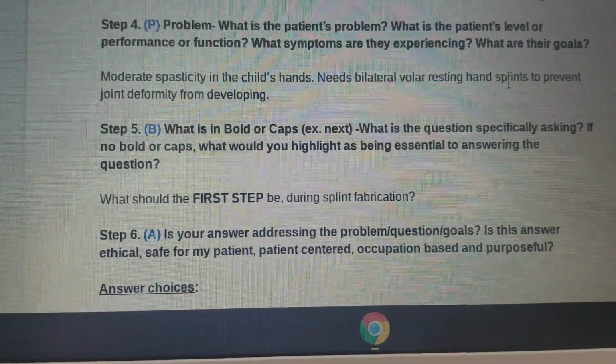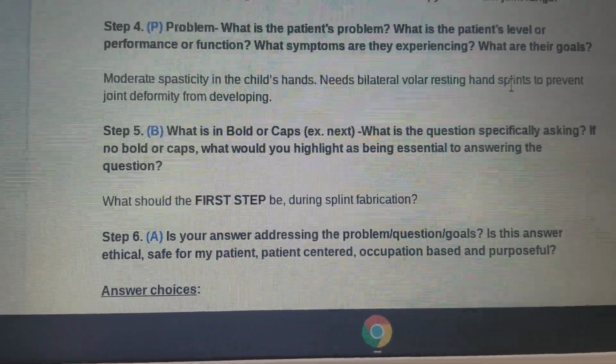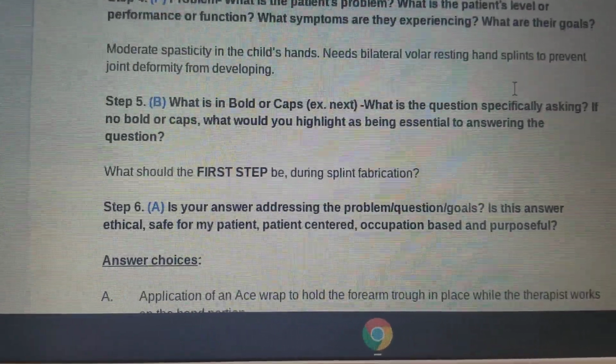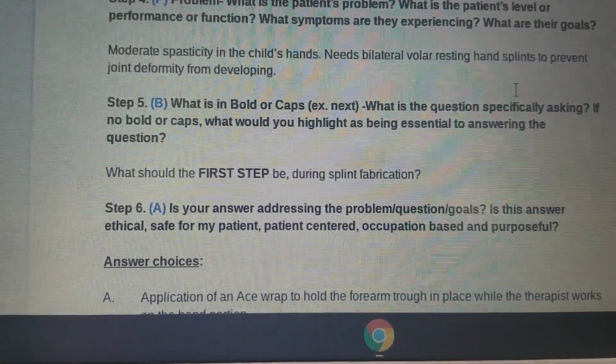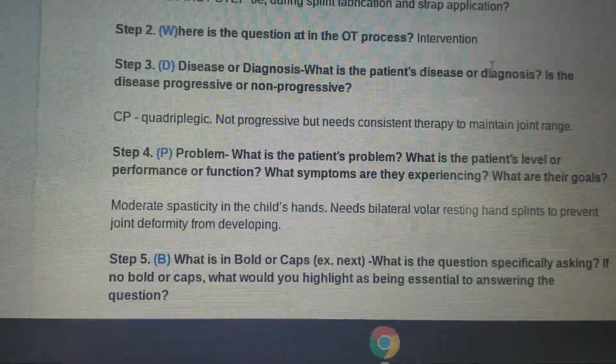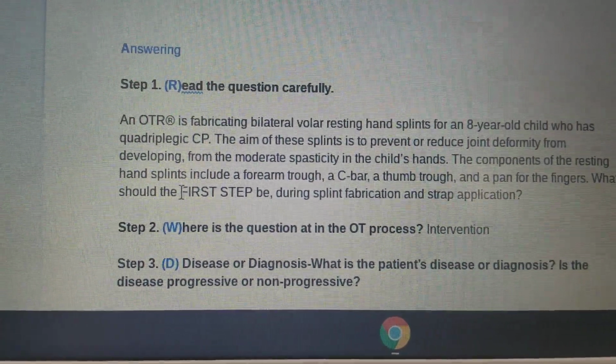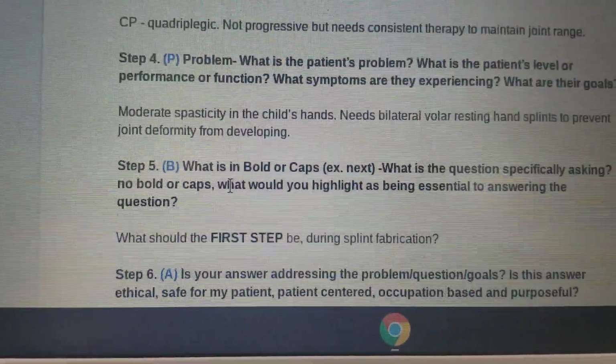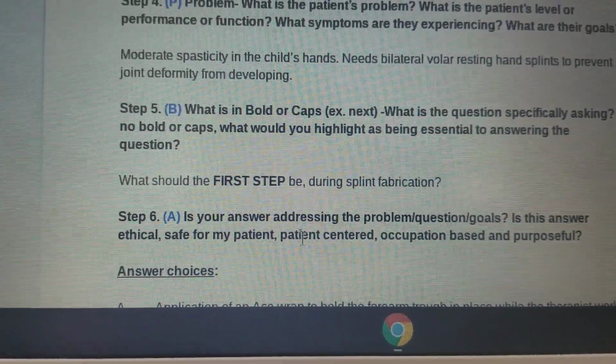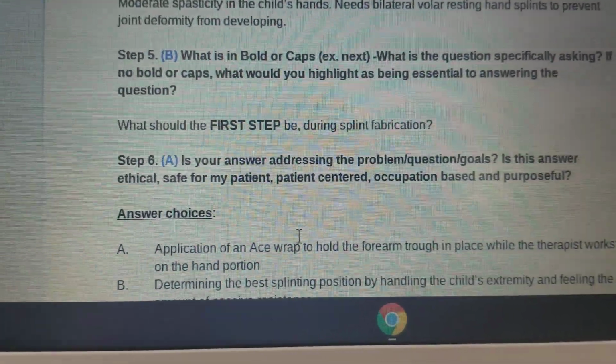And we want to pay attention to what's in bold or in caps. And in this particular example, in step 5, it had first step. So as you can see right here, first step was all in caps. So that's probably something we want to pay attention to. So what should the first step be during splint fabrication?